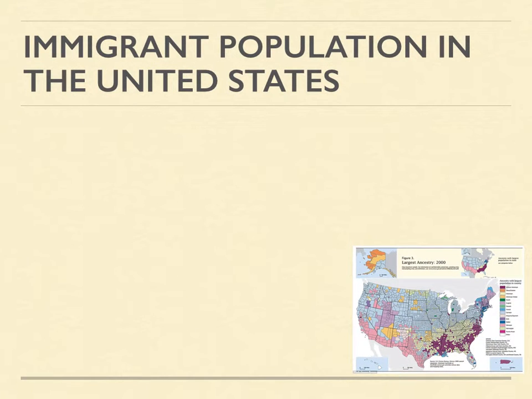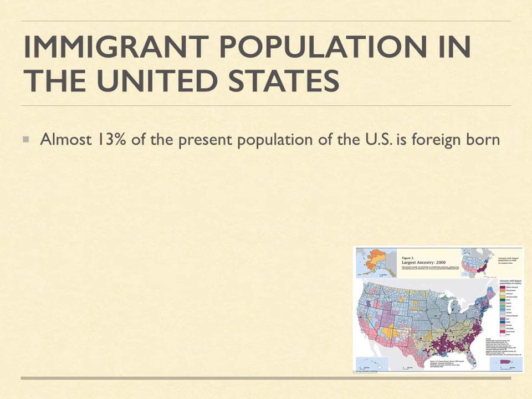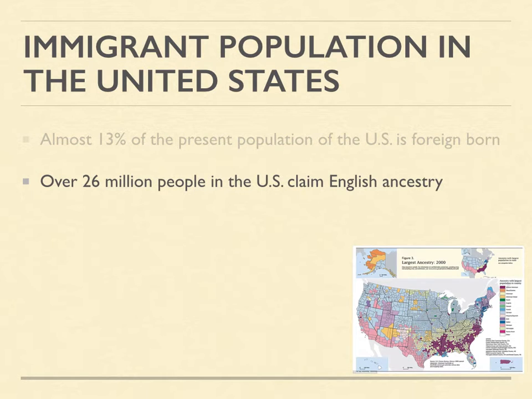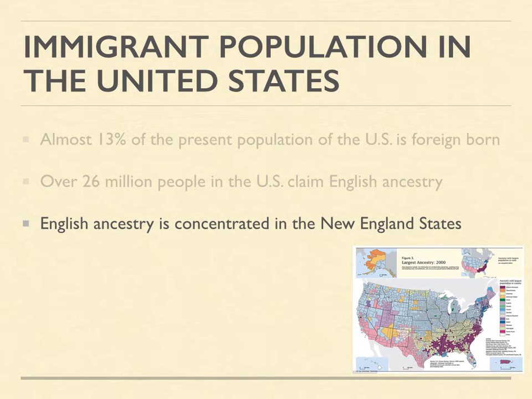Before we get into the details of beginning English research, we can look at some of the facts about the immigrant population in the United States. First of all, almost 13% of the present population of the U.S. is foreign-born. But of the entire population, over 26 million people in the United States claim English ancestry, according to the United States Census. Most of this English ancestry is concentrated in the New England states.